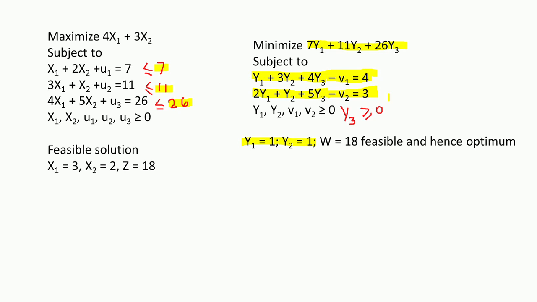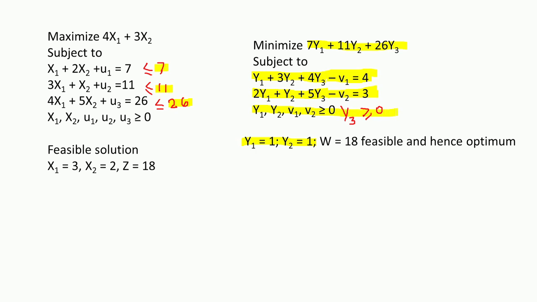y1, y2, y3, v1, v2 greater than or equal to 0. y3, v1 and v2 are 0, therefore all the constraints including the non-negativity are satisfied. So this is independently another feasible solution to the dual. Now what is the value of the objective function for this? y1 equal to 1, y2 equal to 1 would give us 7 plus 11 which is equal to 18. So I have another feasible solution to the dual.